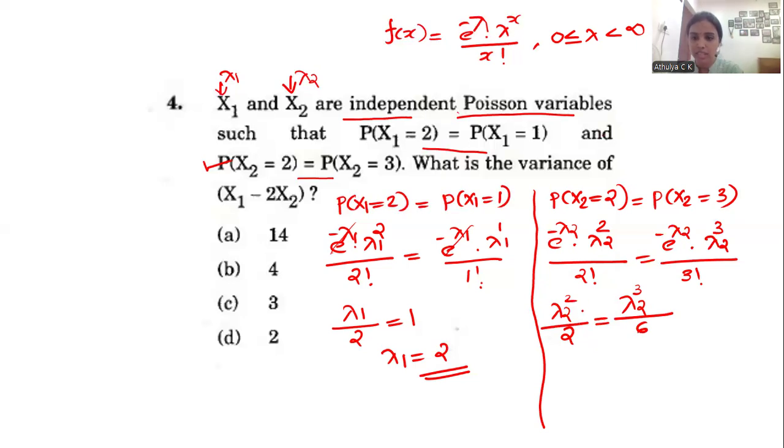Right, so we can cancel. Here lambda 2 squared is there, here lambda 2 cubed is there, so only lambda 2 will be remaining. And here 2 is there, here it is 6, so 3 will remain. So we can write it as 1 is equal to lambda 2 divided by 3, right? So we get lambda 2's value as 3. So lambda 2 is equal to 3.